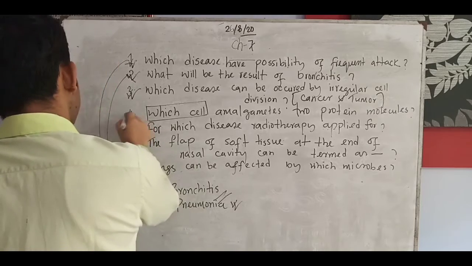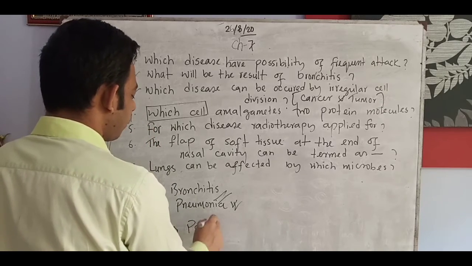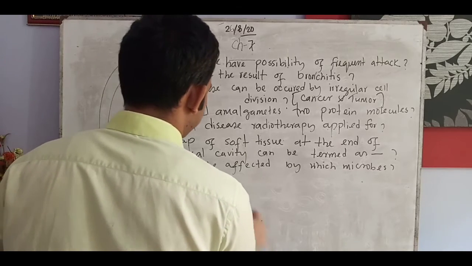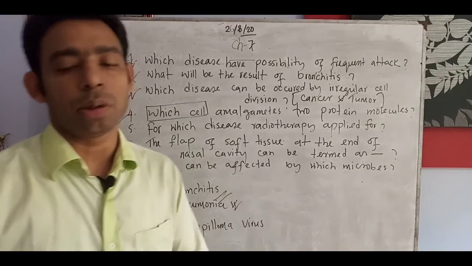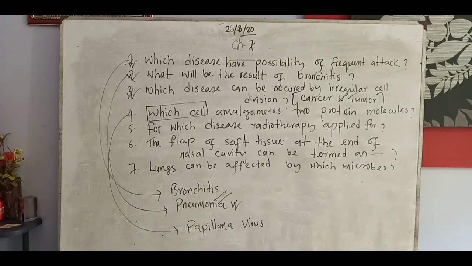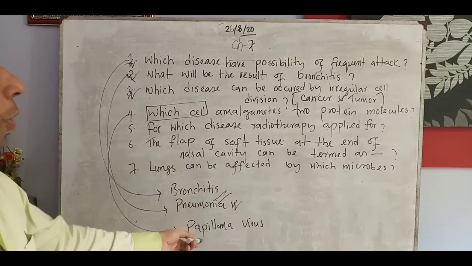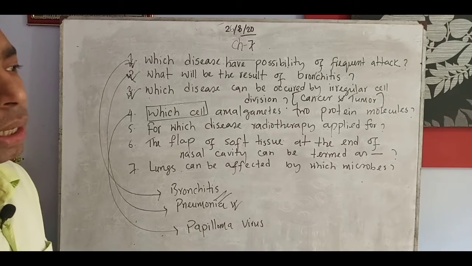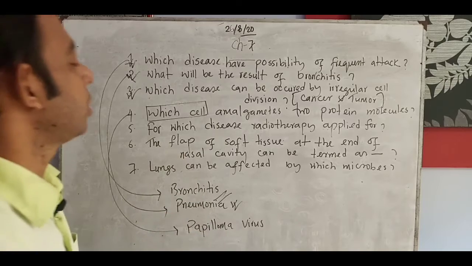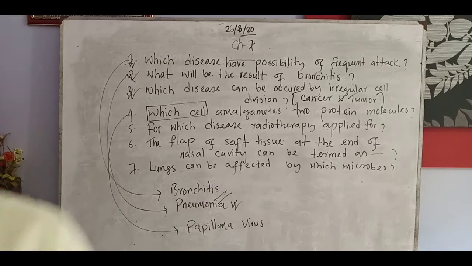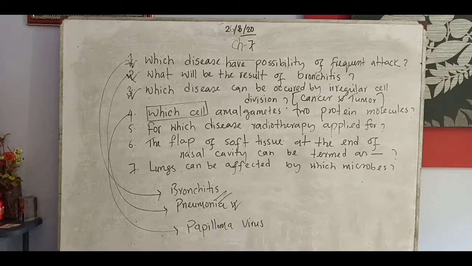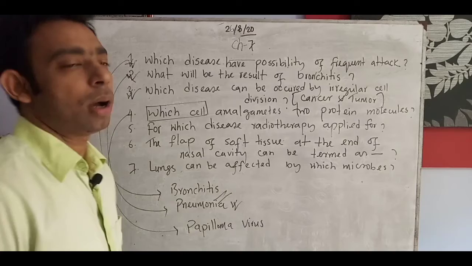The papilloma virus amalgamates two protein molecules, so they can be separated and not functionally active and cannot be properly divided. That means cell division is not properly done in that case. So the papilloma virus cell amalgamates two protein molecules so that irregular cell division is going on there. And if irregular cell division is going on, we have seen diseases like cancer and tumor can be affected. So it is very important to know this. Which cell amalgamates two protein molecules? The papilloma virus is the answer.